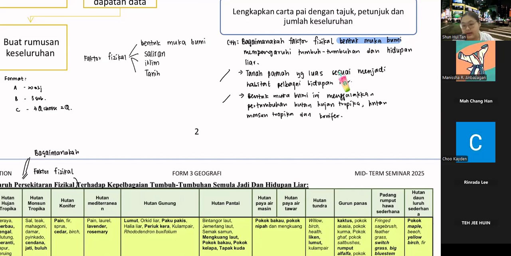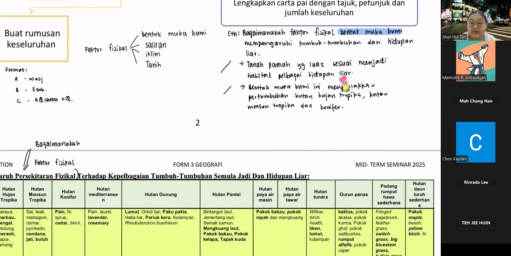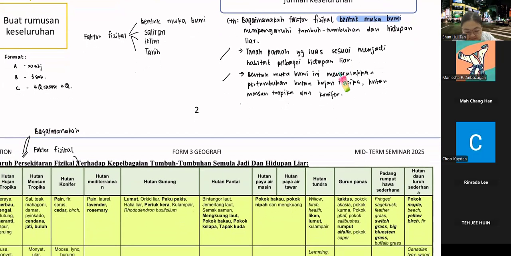Because they ask you to explain bentuk muka bumi, you won't stop at one bentuk muka bumi, you will go further with the next one. So you can say selain itu tanah tinggi. With what characteristic? You can say yang melebihi 180 meter dari aras laut. Then what happened? Mengalahkan pertumbuhan.